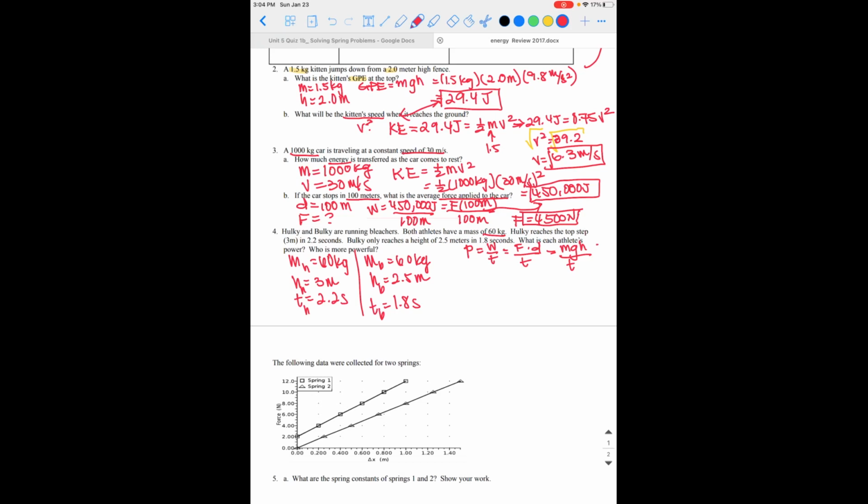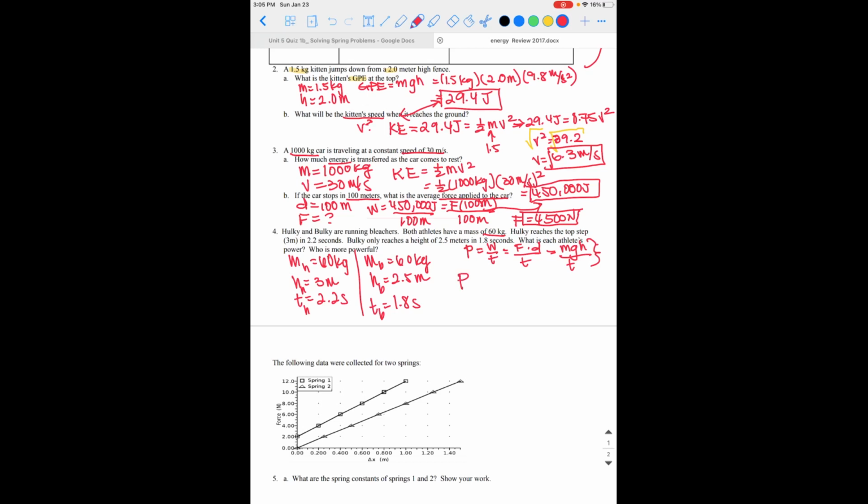Now, work is energy. It's energy transferred in, and as Hulky and Bulky are doing work to move up the ramp, they are gaining gravitational potential energy. Gravitational potential energy is the work that is done. So this is the equation we're going to use for power. And we have all the values that we need. Of course, gravity is 9.8.